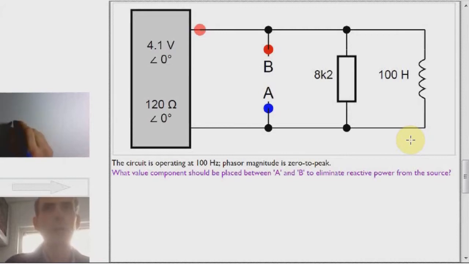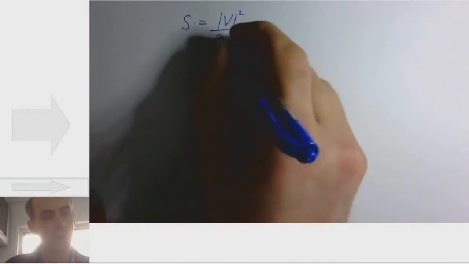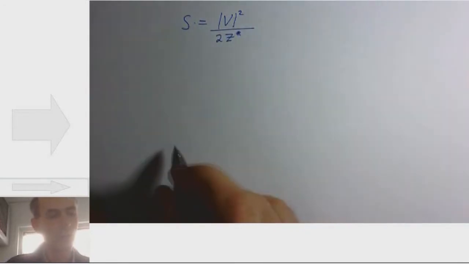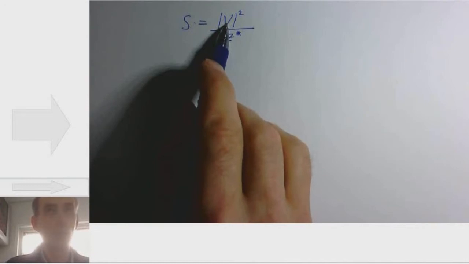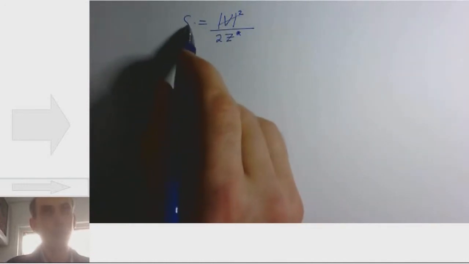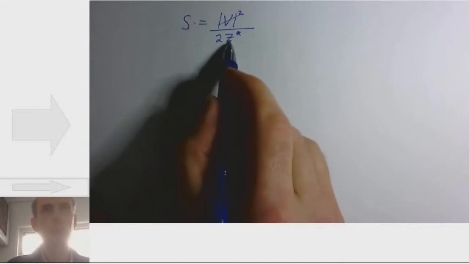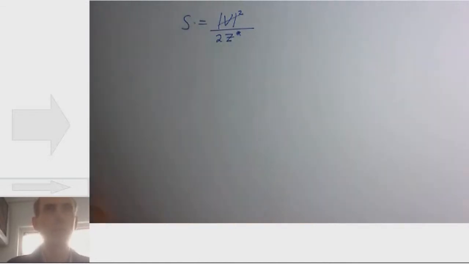If the complex power is completely real, then the total complex impedance that it is driving must also be completely real. And that's because we have formulas like S equals the square of the magnitude of the voltage divided by 2 times Z complex conjugate. The square of the magnitude of the voltage is always real. So if we want S to be completely real, then Z, the complex impedance, must be completely real as well.